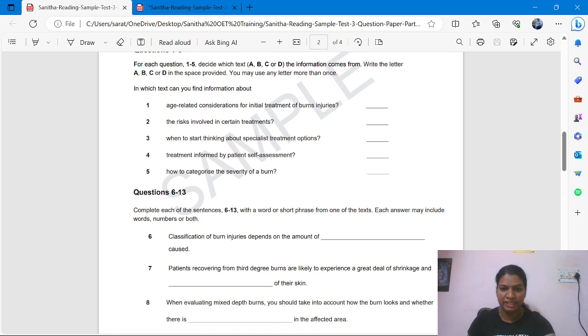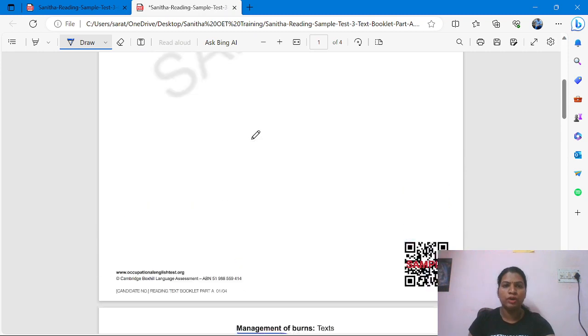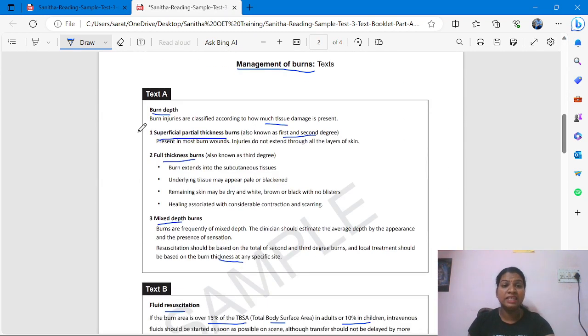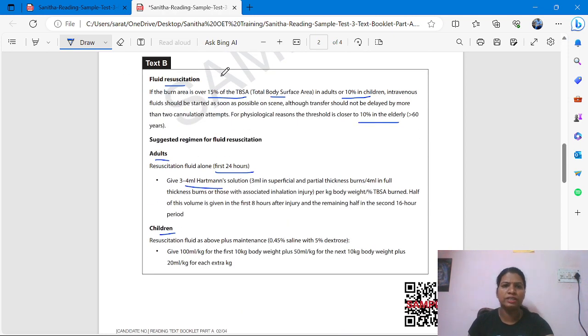Age-related considerations for initial treatment of burn injuries. You read the question, then you have to come to the paragraphs. What is the first paragraph saying? It is saying burn, superficial, partial thickness, types of burn. What is the second paragraph? Fluid resuscitation.